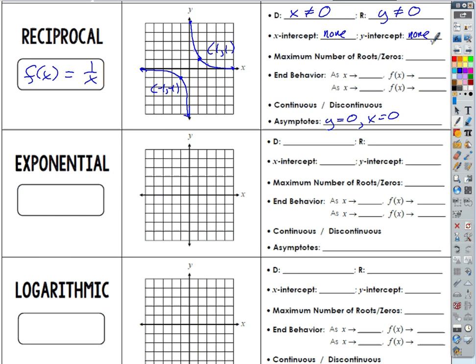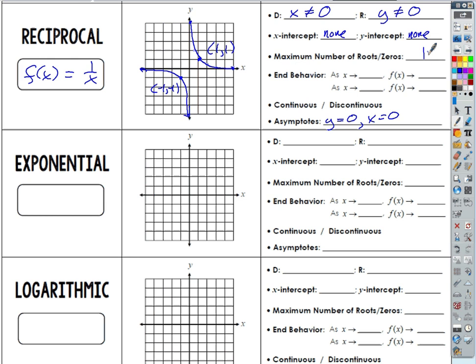Because if I slid this thing up or down, I could have an x-intercept, but I can never have more than one, right? That make sense? And once again, that might sound a little weird, but we'll get back to that stuff later. For now, that's just a fact we want to remember: this can only have one zero.